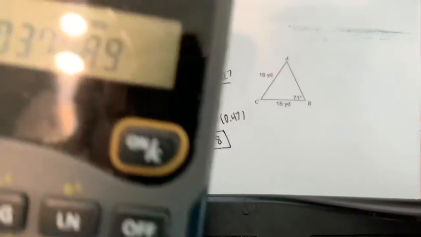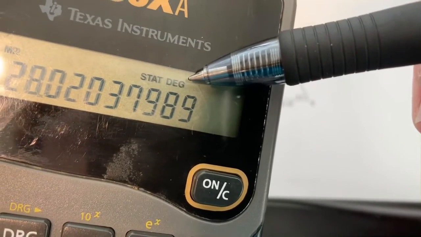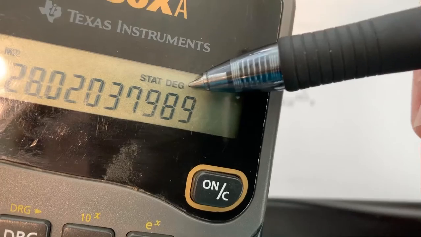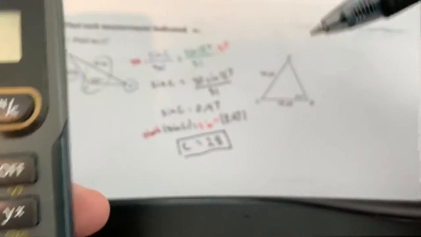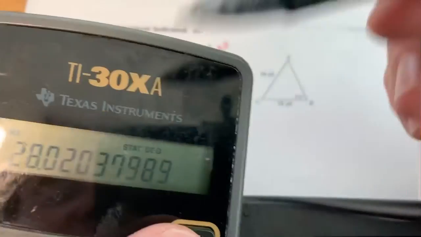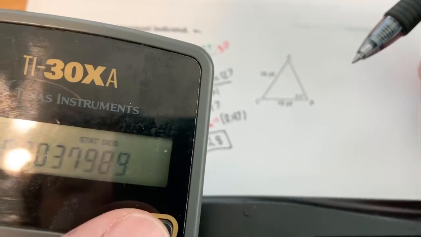I should make sure, again, it says degree. Your calculator needs to be in degrees. If it says rad, you need to change it to degree. If you're not sure how to change your calculator to degree, Google it.